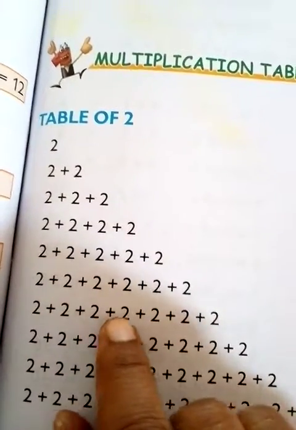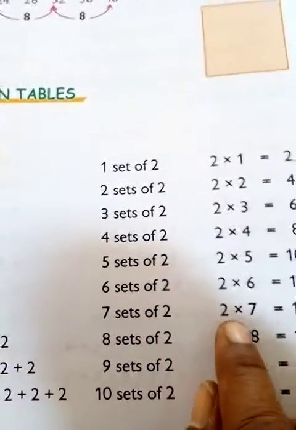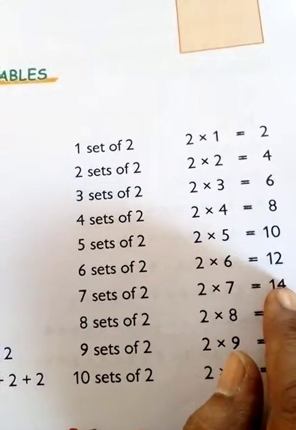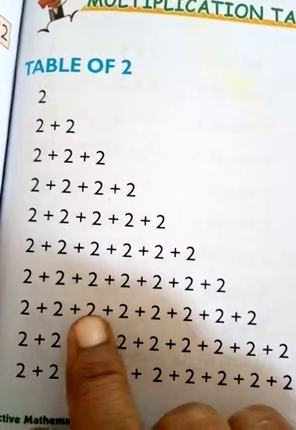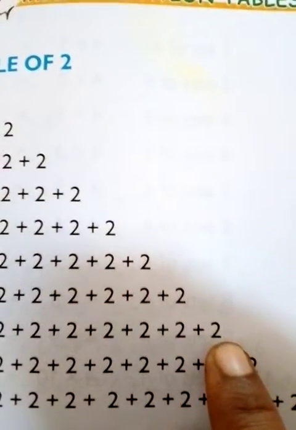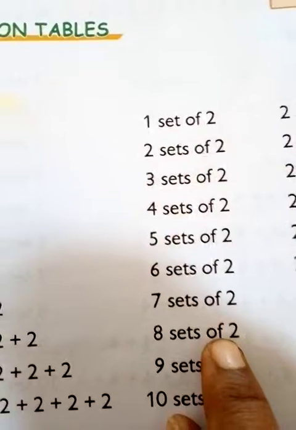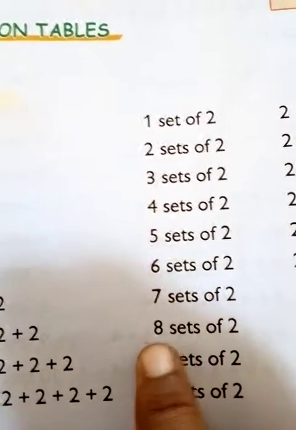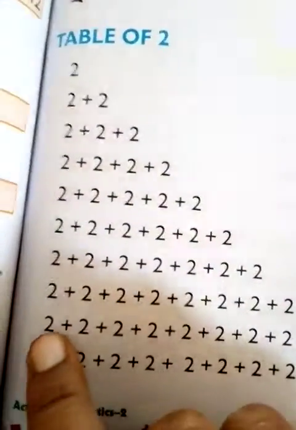1, 2, 3, 4, 5, 6, 7. How many times? 7 times. 7 sets of 2, that is, 2 sevens are 14. Again here 1, 2, 3, 4, 5, 6, 7, 8. Done. 8 sets of 2. How many times has 2 been written? 8 times. So 2 eights are 16.